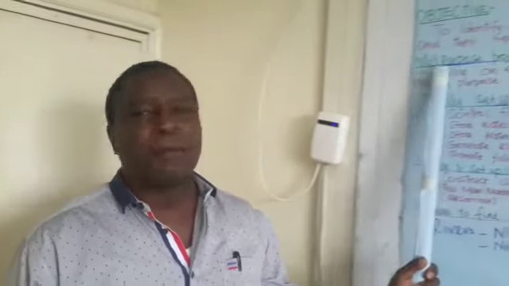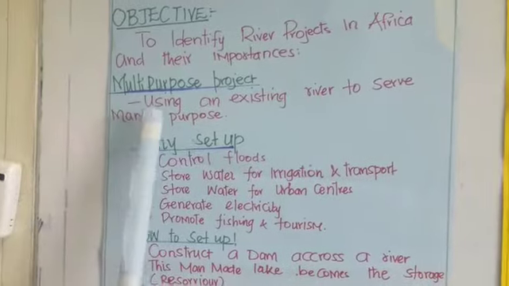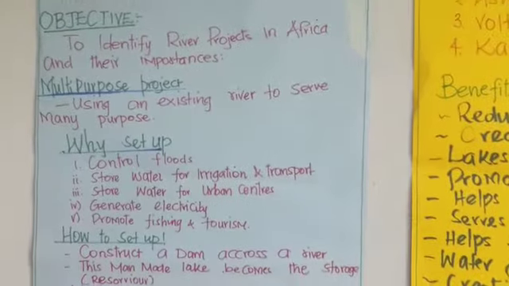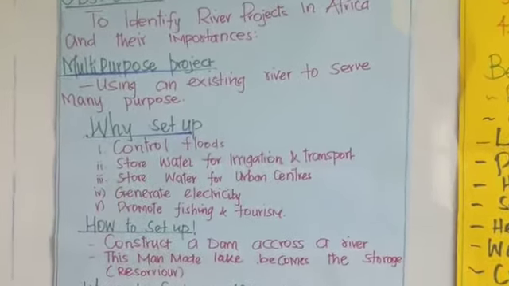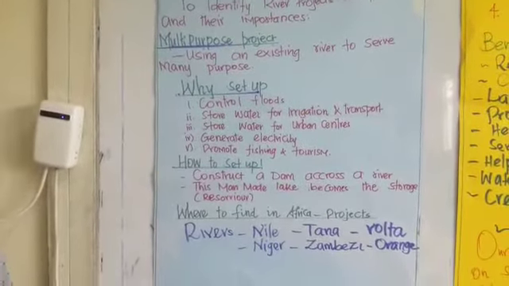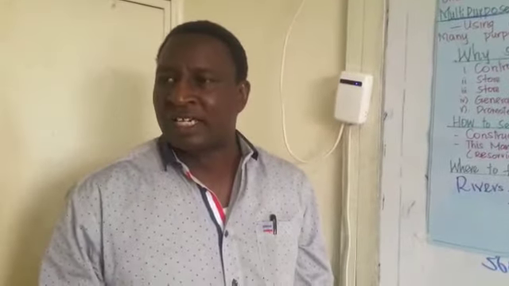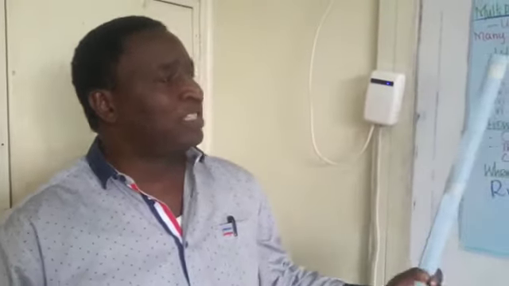Then, what's a multipurpose river project? This is using an existing river to serve many purposes. What are some of these purposes we are talking about? Besides us going for water, besides some animals living in water, we can use the same river to produce hydroelectric power. You can use the same rivers for fishing and many others. So what are these reasons?